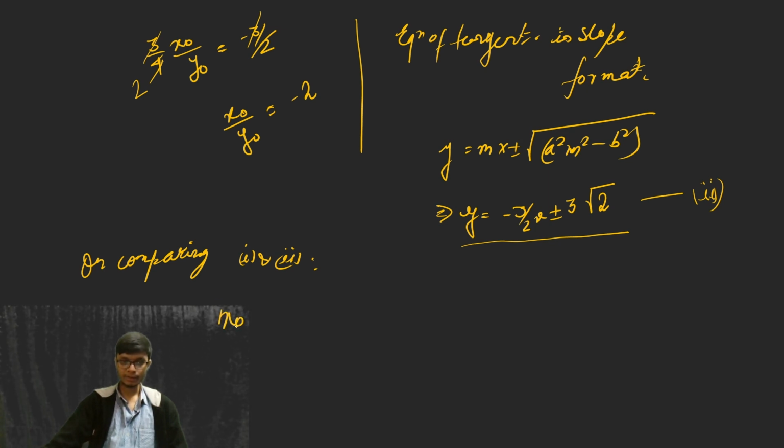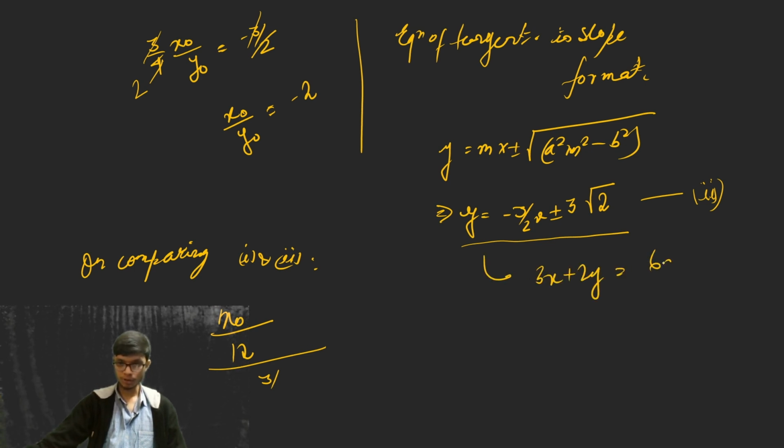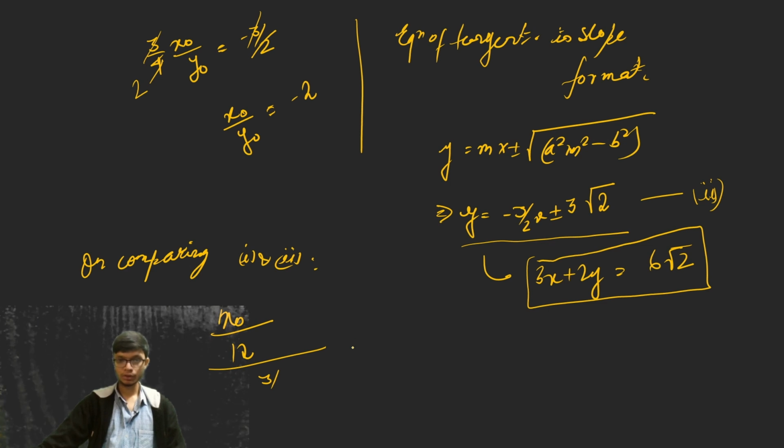I will get the coordinates. If I compare the x coefficient and y coefficient, the x coefficient is x₀/12 and the x coefficient here is 3/2, or if you cross multiply, it can be 3. So let me write the equation of the tangent in the proper format, that is 3x + 2y = 6√2. This is the equation of the tangent at point P with slope −3/2. Then comparing the coefficients of 1 and 2, that is (x₀/12)/3 = (−y₀/9)/2 = 1/(6√2).